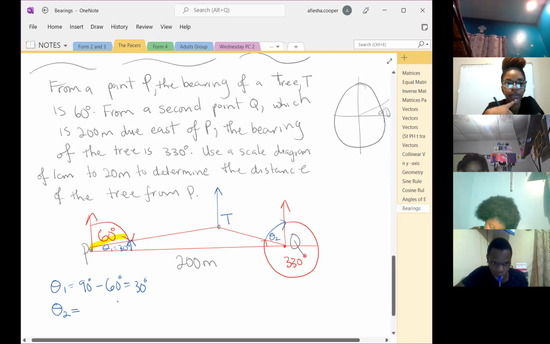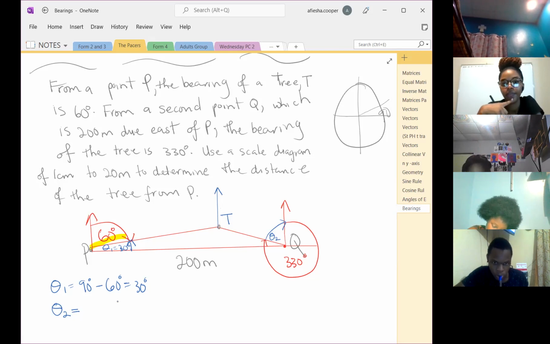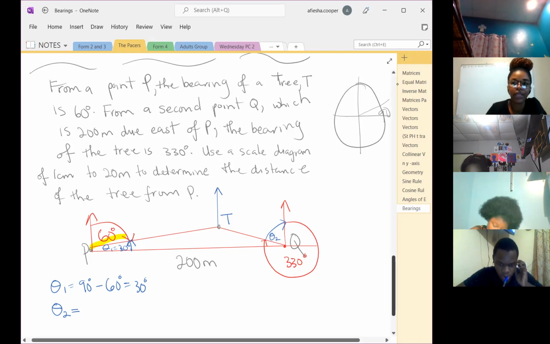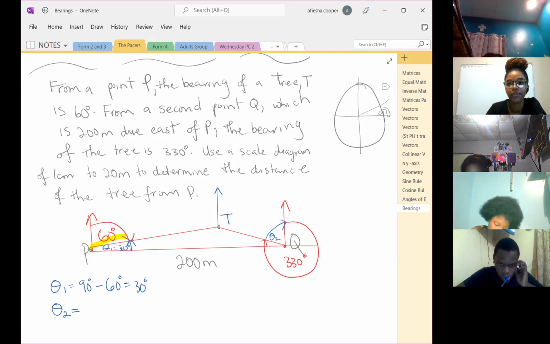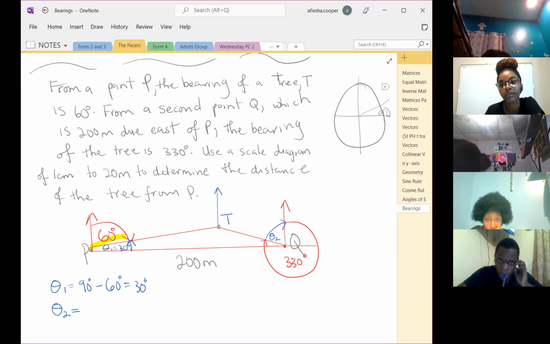Actually, Joel. How much would theta 2 be? How do we go about finding theta 2? Joel, are you with us? Sorry, miss. Sorry, I wasn't here. What you asked? Why you weren't hearing me? What were you doing? Cause I have noise in the background here. I was asking, what's the value of theta 2?